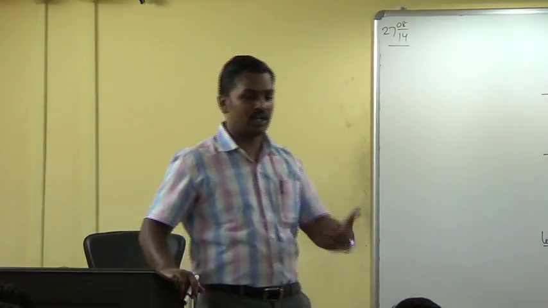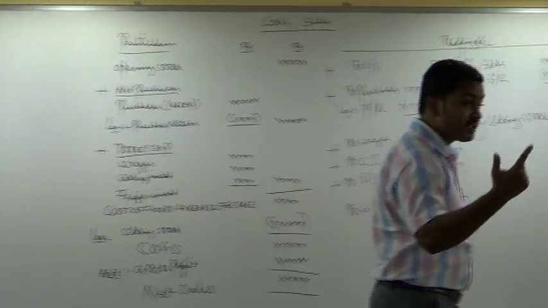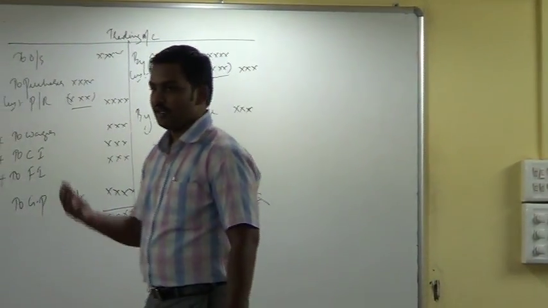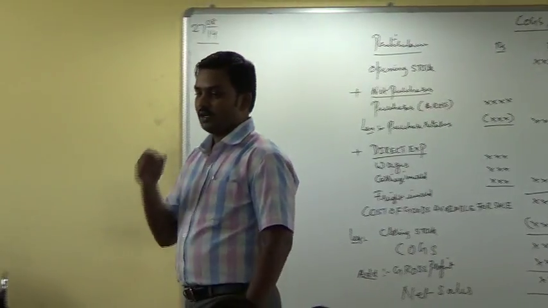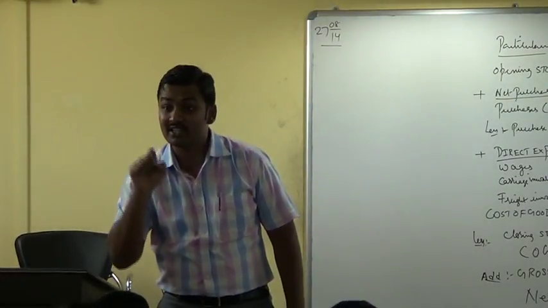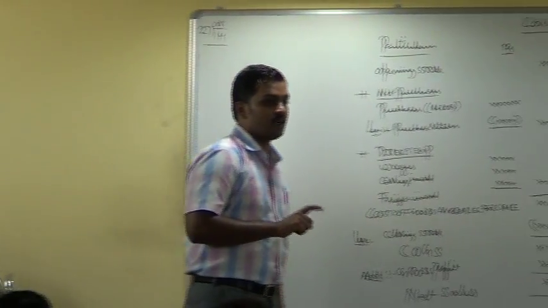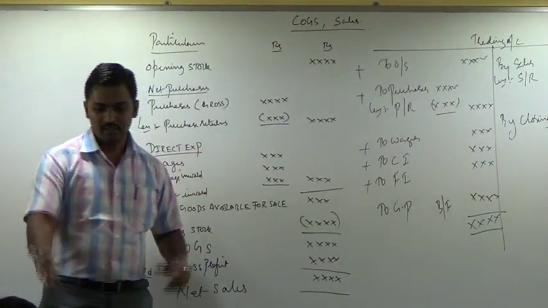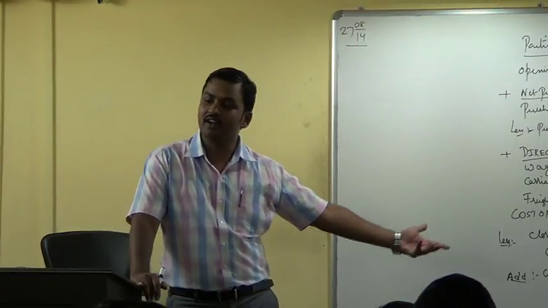So now somebody will ask you, how do you calculate cost of goods sold? What will you say? Opening stock, add net purchases. Net means what? Gross minus purchase returns. Add direct expenses. You'll get cost of goods available for sale. Less closing stock. You'll get cost of goods sold. Add gross profit. You'll get net sales. What is net sales? Gross sales minus sales returns is called net sales. The difference between net sales and cost of goods sold is gross profit. Is it clear everyone? Let us do a problem now. If cost of goods sold is more than net sales, then you will have a gross loss.